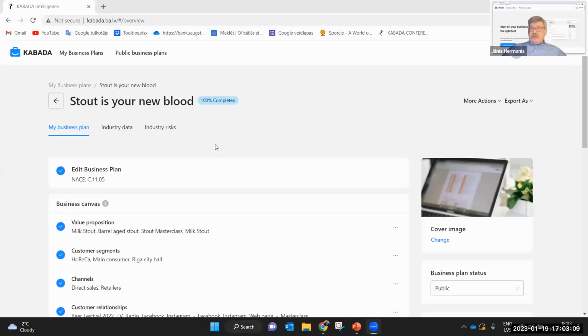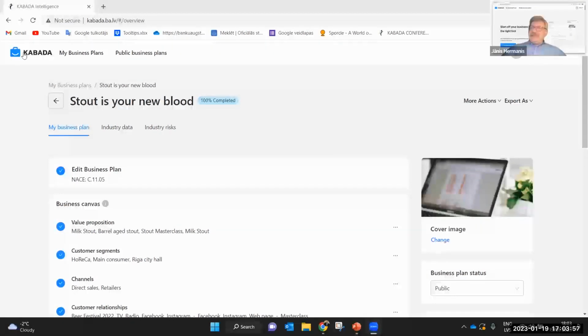The first iteration of tutorials will come out in the best case scenario next week, but this is really the best case scenario. I would say by the beginning of February. You will see in our system a really nice link on how to use Kabada, where we explain via video tutorials almost each section of our tool. We are working on it right now, actually. And why is it called Kabada?